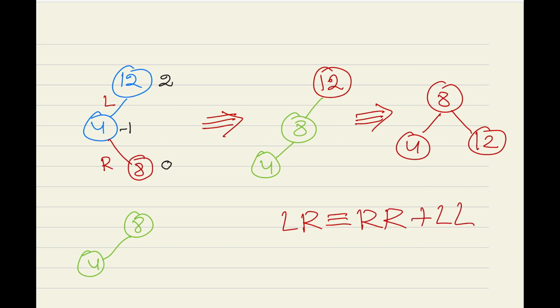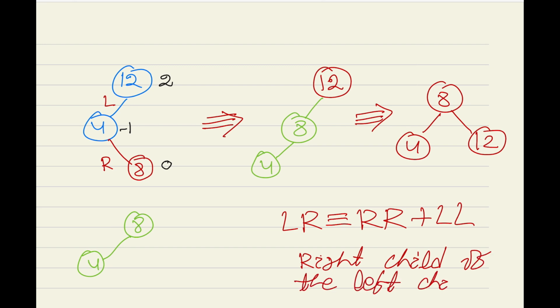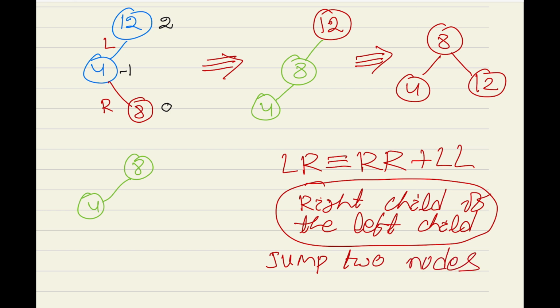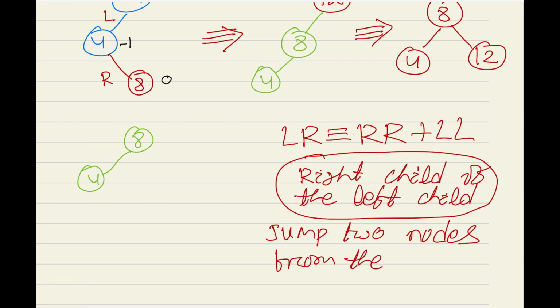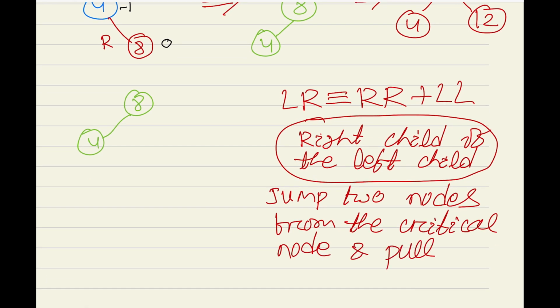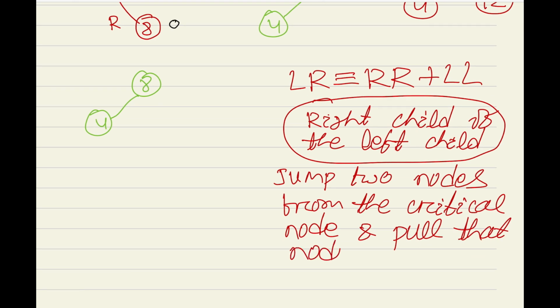So 2 rotations required, and in which node we have to perform the rotation, or which node we are going to pull. So we are pulling the node that is the right child of the left child or left subtree. So we pull this node, or we can say like this, jump 2 nodes from the critical node and pull that node.